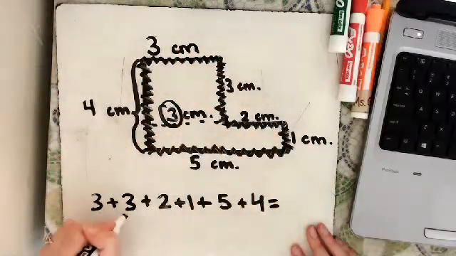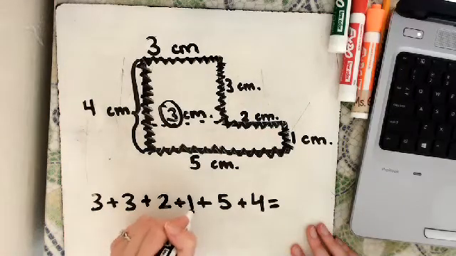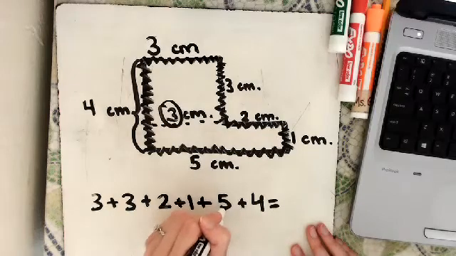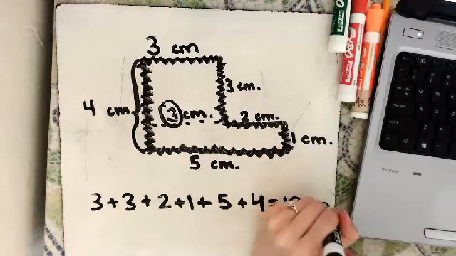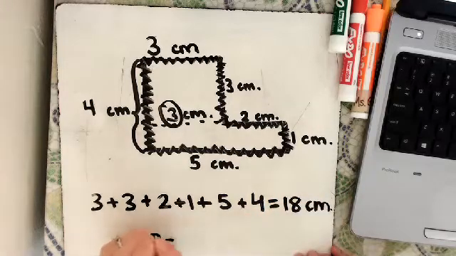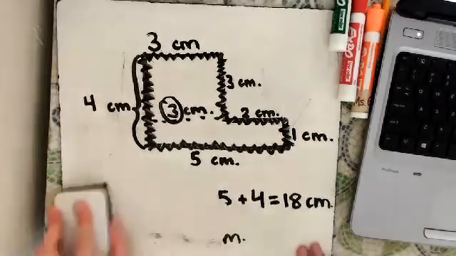So I have 3 plus 3, 6, plus 2, 8, plus 1, 9, plus 5, 14, plus 4, 18 centimeters. So the perimeter of this shape was 18 centimeters. All right, so that's that one. Now I'm going to solve number 3 on the lesson 17 problem set. So you can get that out and do it with me if you'd like to.